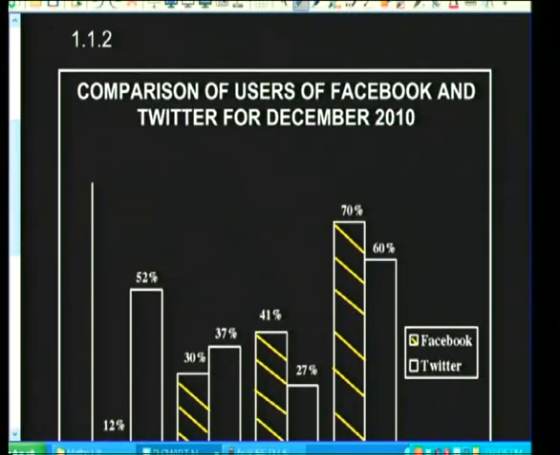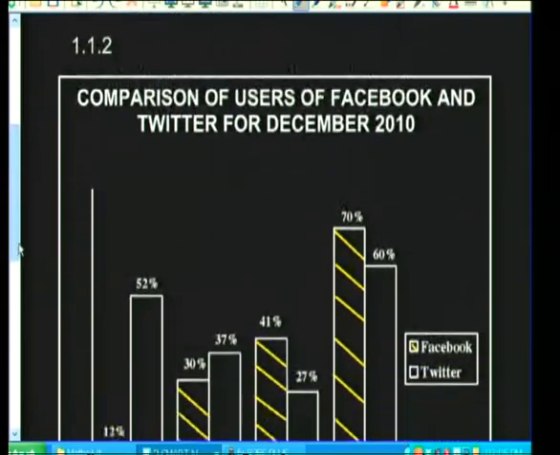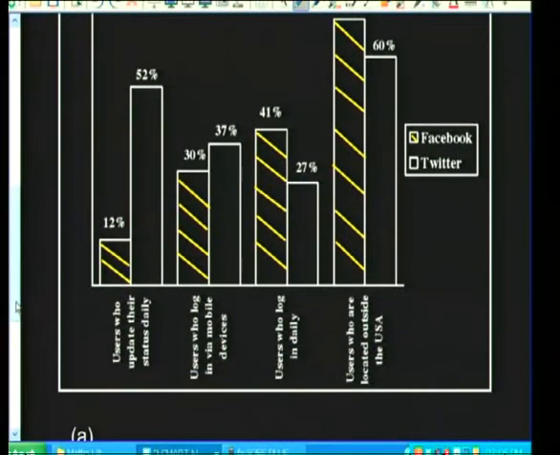Right. Now what we're doing is we're looking at a comparison of users of Facebook and Twitter for December 2010. And what you will now notice is we're putting it on a graph. Let's just have a look at this graph before we even look at the question, just like you would do in a matric exam. Before I even look at the question, let me make some sort of sense of this graph in front of me, because it's going to help me answer the questions later on.